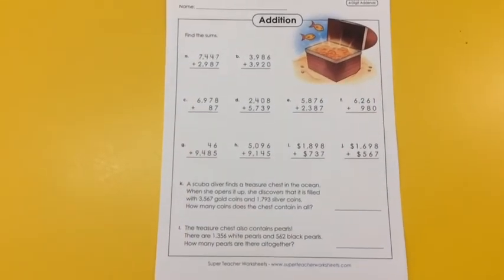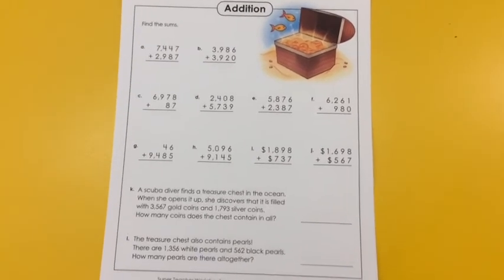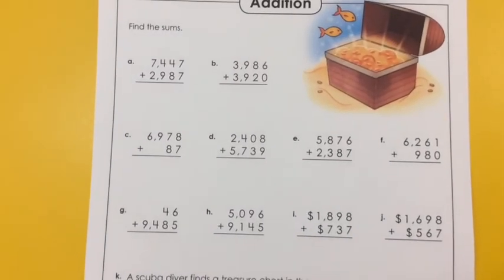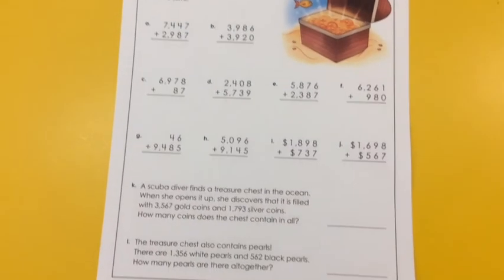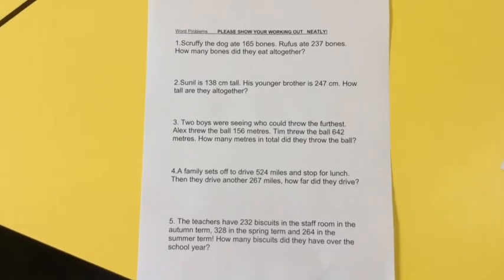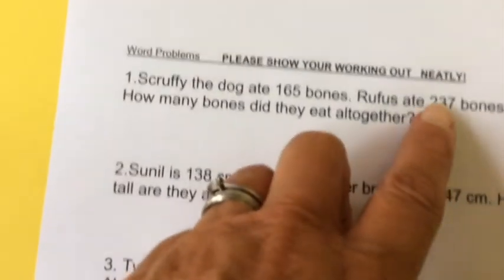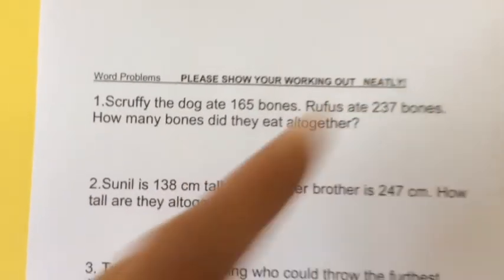For more extension, find this in your pack and have a try. You're working with 4-digit numbers sometimes here, and there are word problems too. On the back you'll find this as well, and look what it says. Please show your working out. Don't just write the answer, but I also want you to do it neatly.